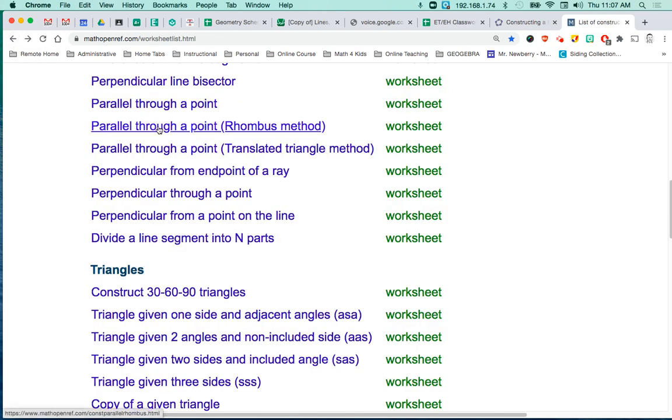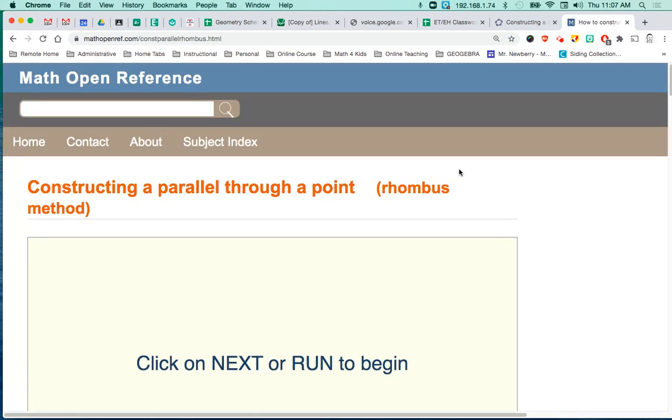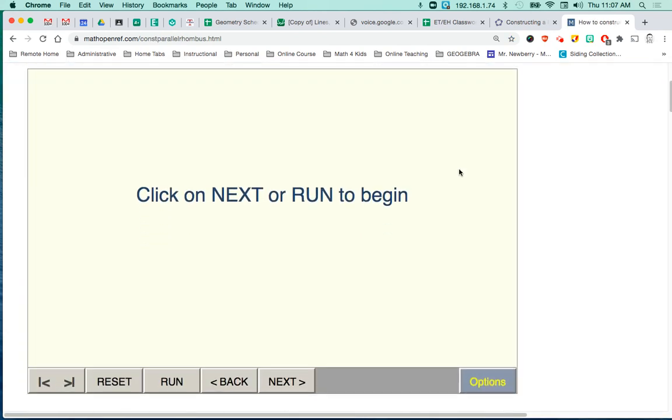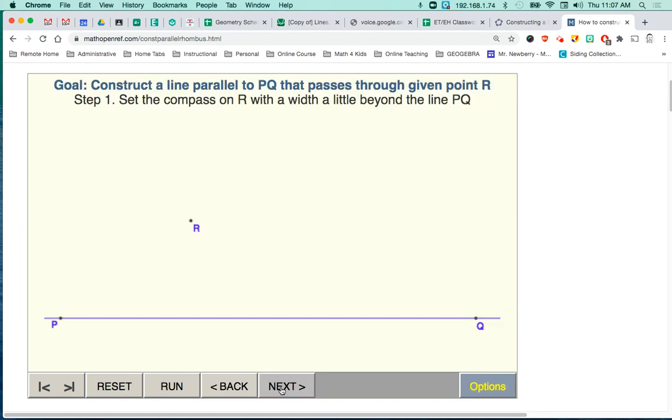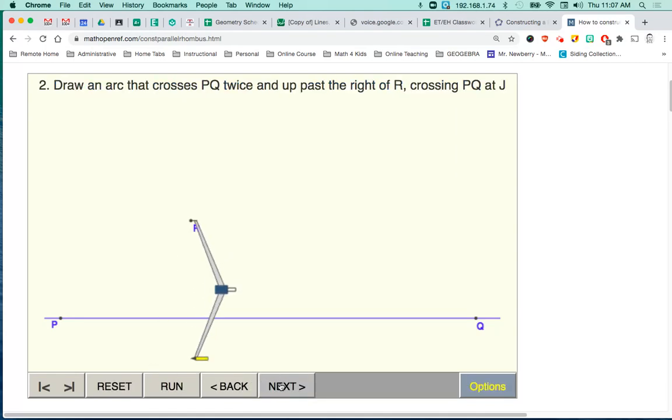The second one is going to be the rhombus method. Again, things start off the same. Point R on the outside, line PQ. Set the compass on R with the width a little beyond the line of PQ. This is the one where there's going to be a rhombus. This is going to be the top left point of the rhombus. We need a point here, and a point over here, so we need it to cross two places along our line and to the right of the point. Draw an arc that crosses PQ twice and up past the right of R.